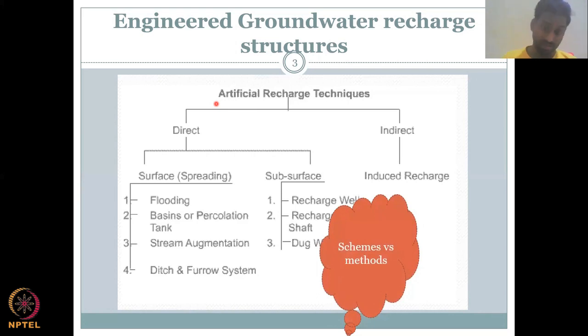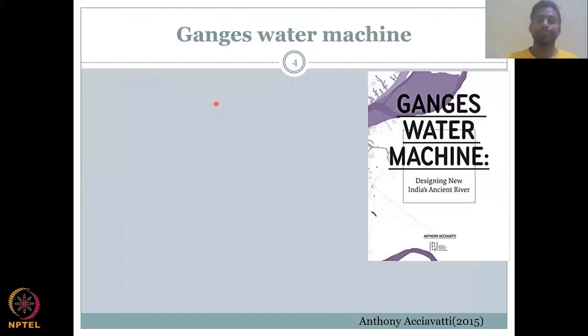There are a lot of schemes versus methods. The techniques I've shown here sometimes cannot stand alone, because the problem is complex. Groundwater recharge is complex. So let's look at some schemes where they take multiple methods and work on the net groundwater recharge. The first one is the Ganges Water Machine, which is a thesis, as I mentioned, from an Indian student at MIT, Stanford, Harvard, where they worked on these topics for inducing groundwater recharge along the Ganges. It was a very old thesis, and now a lot of people are working on it.